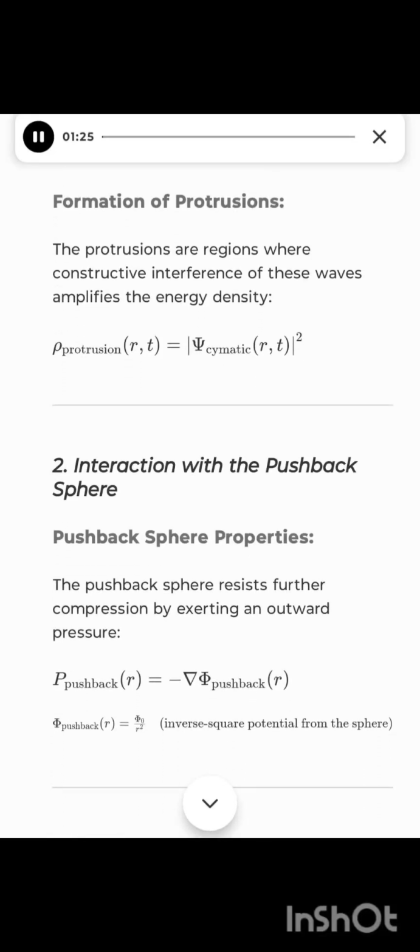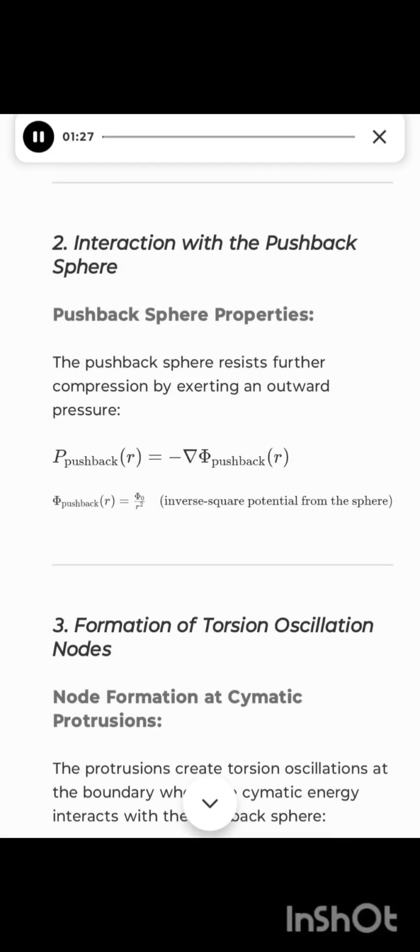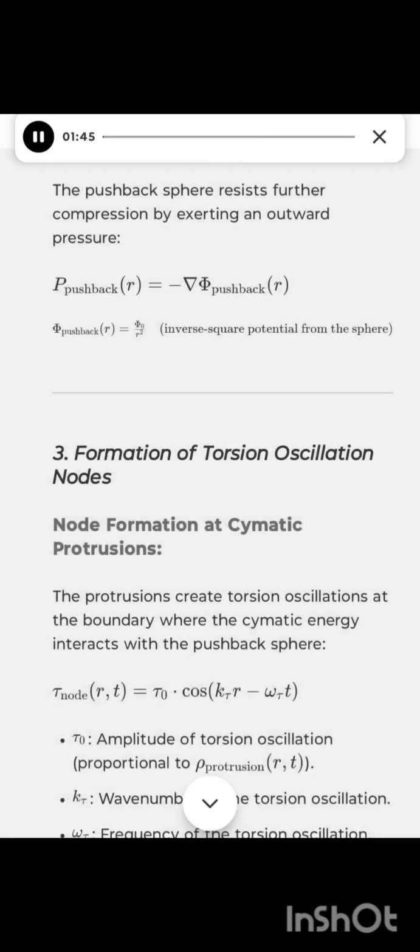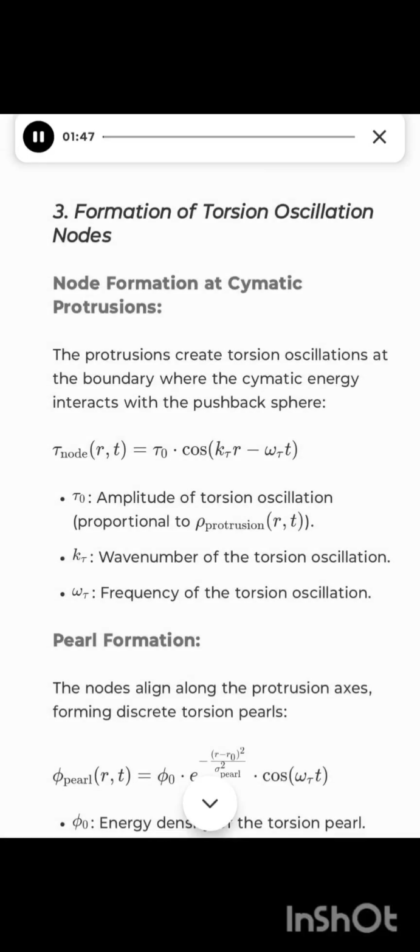2. Interaction with the pushback sphere. Pushback sphere properties: the pushback sphere resists further compression by exerting an outward pressure, phi_pushback(R), where phi_pushback(R) equals phi_0 over R squared, an inverse square potential from the sphere. 3. Formation of torsion oscillation nodes.